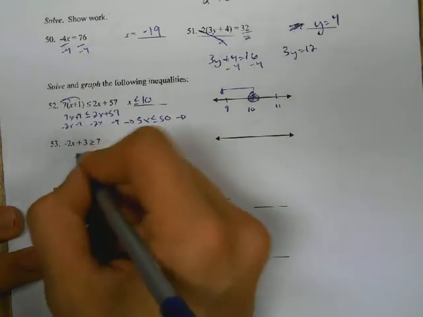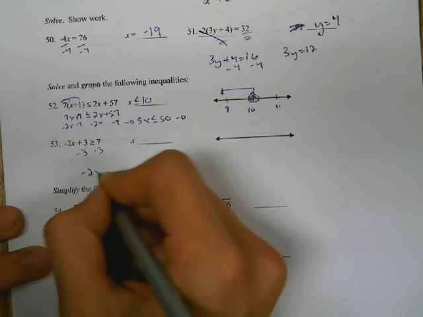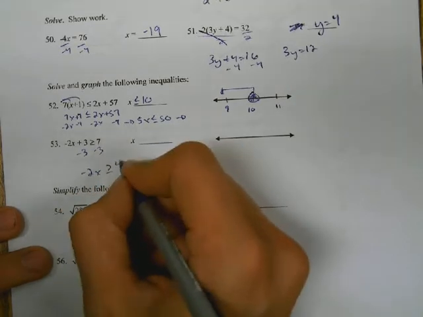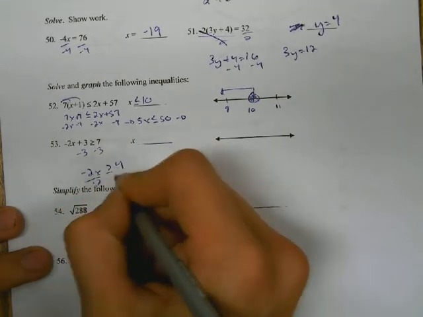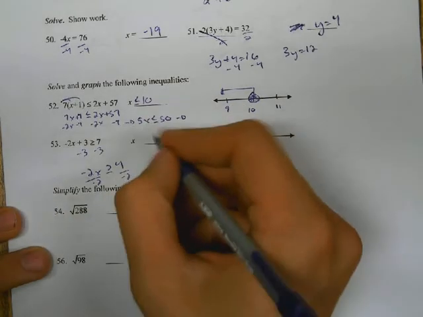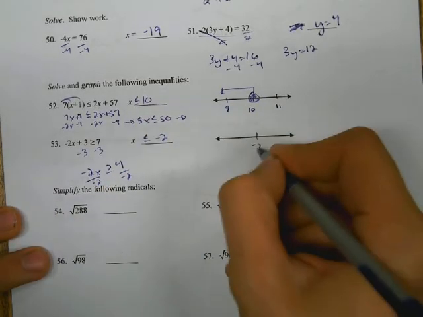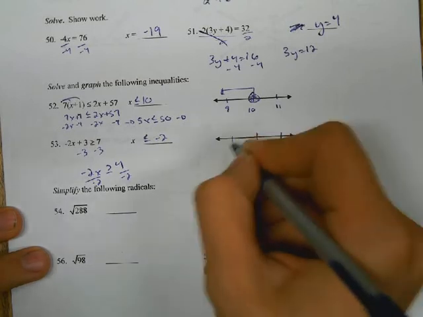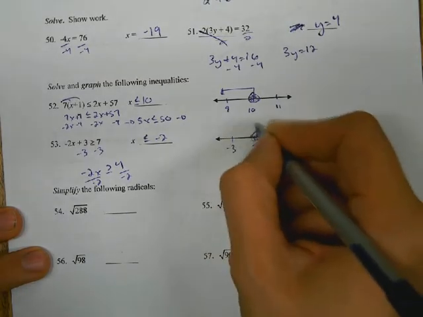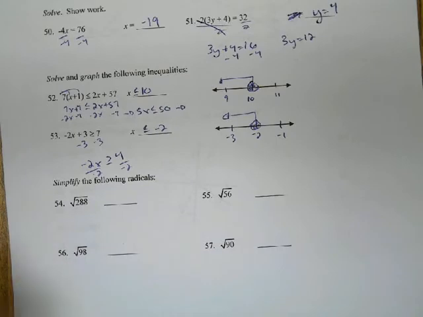This one, subtract the 3 from both sides. We'll get negative 2x is greater than or equal to 4. Divide by negative 2. This is going to flip my inequality symbol. So I'll have x is less than or equal to negative 2. Again, 1 number bigger, 1 number smaller. I want it to be less than or equal to, so it's headed in that direction. Simplifying the radicals.